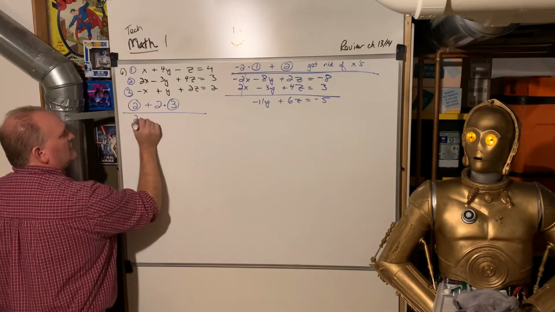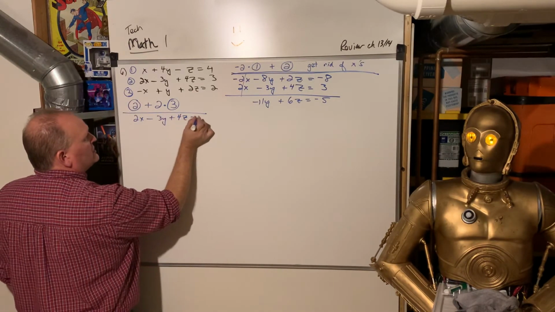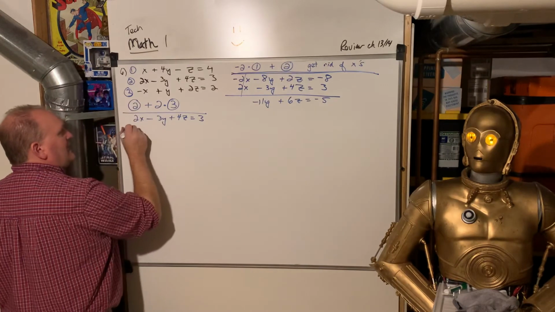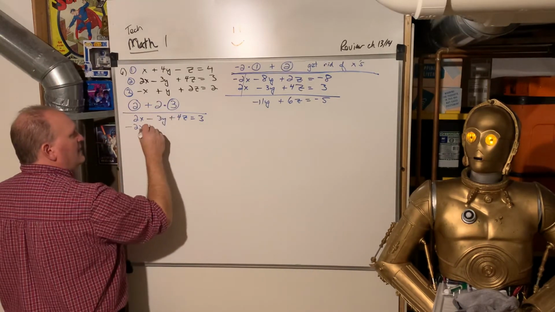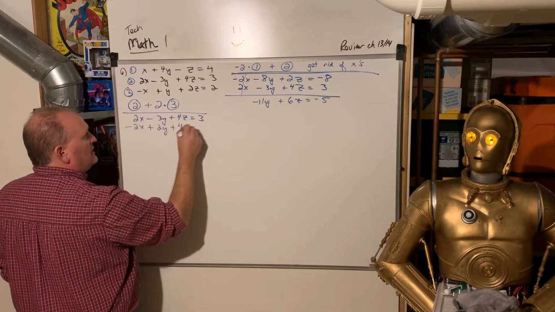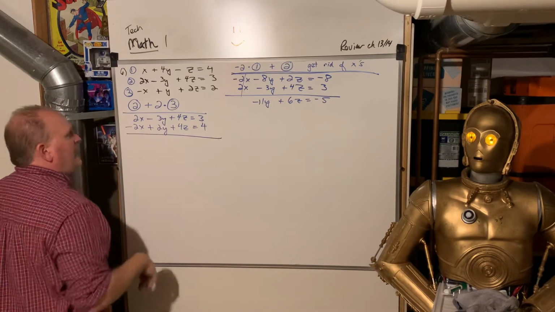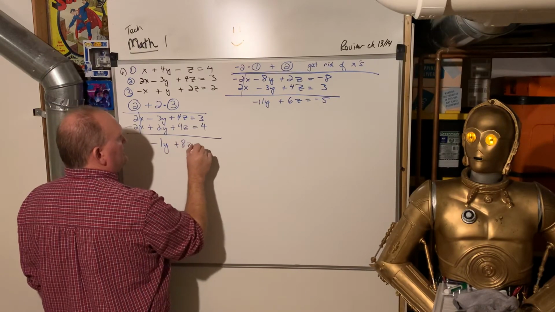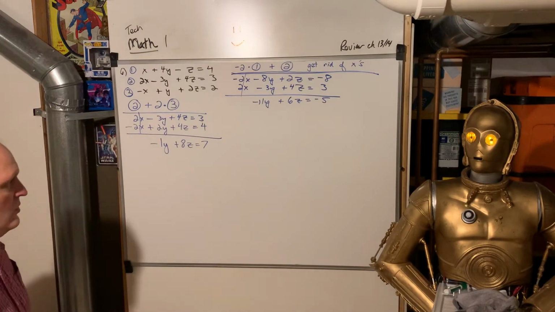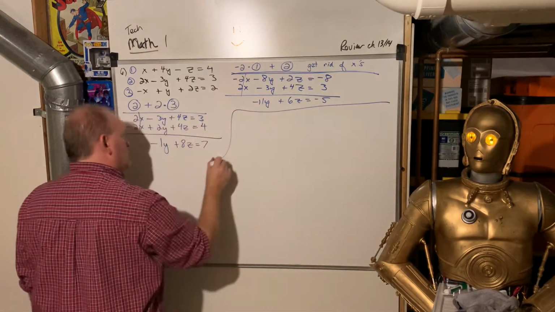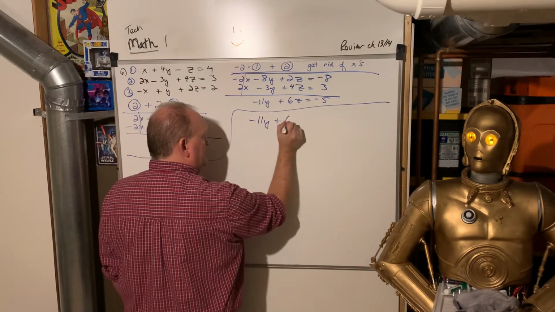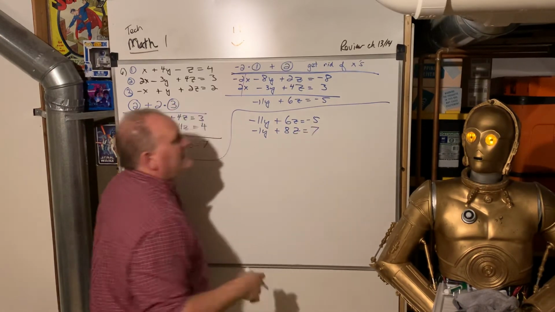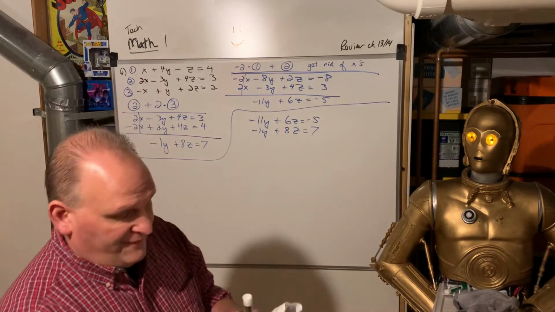So here goes, the 2x minus 3y plus 4z equals 3 stays exactly as it is, but this third one, I'm going to multiply everything by a 2. So I get negative 2x, see the x's are going to die, 2 times that is 2y, 2 times that is 4z, 2 times that is 4. I add those straight down, x's die, negative 1y plus 8z equals 7. All right, now look at what I have. After all of that screwing around, I've got negative 11y plus 6z equals negative 5, and I've got negative 1y plus 8z equals 7.